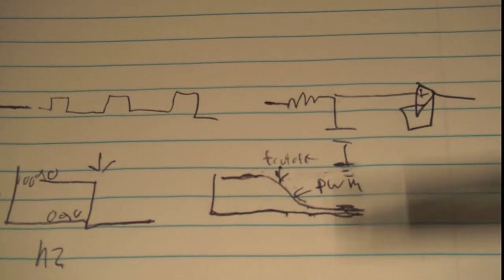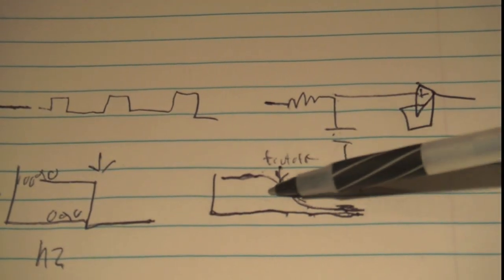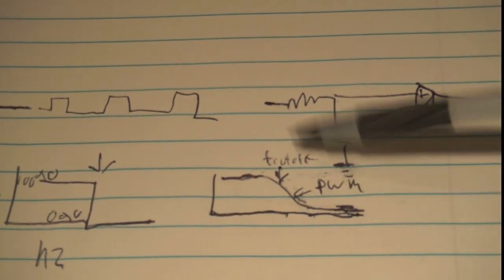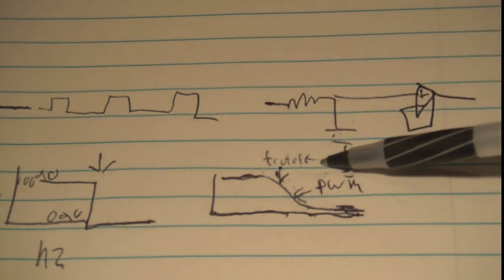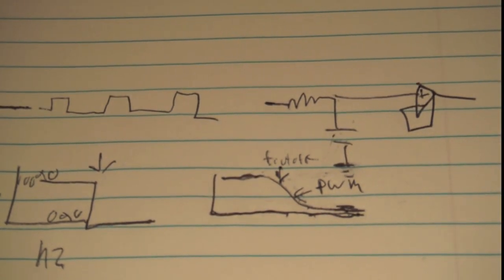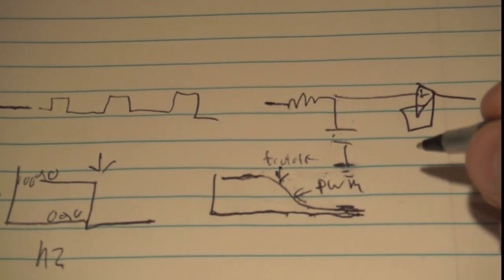So this is the problem with a low-pass filter that we're going to try to correct: this curve is not very sharp. It's a curve, okay? So that's the cutoff frequency of a low-pass filter.